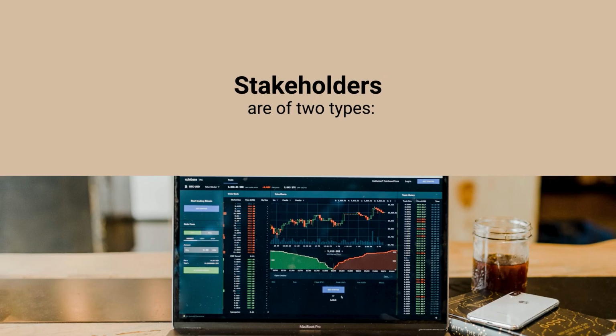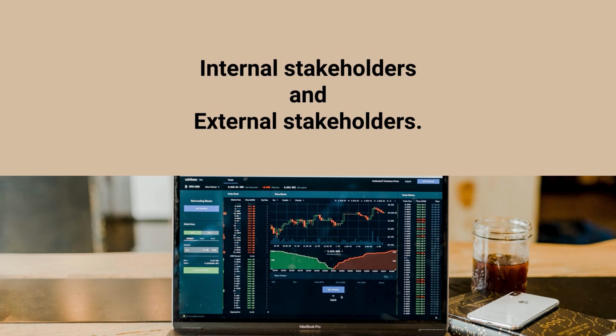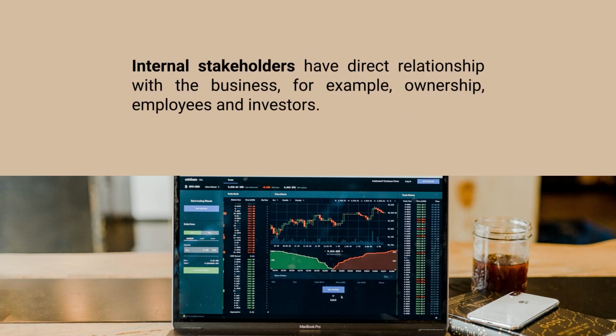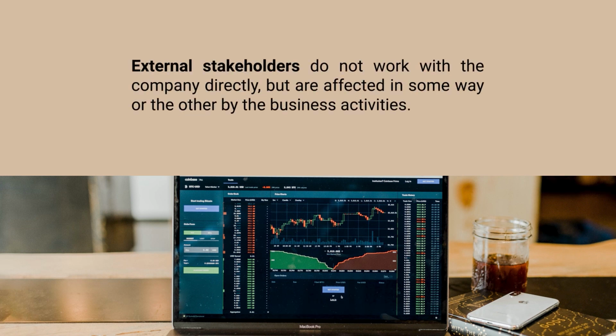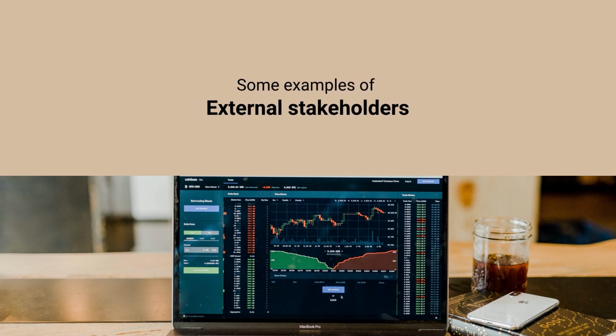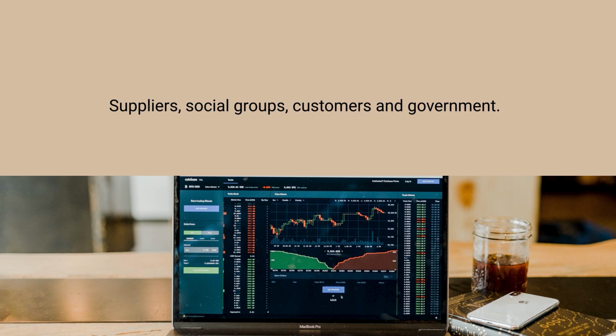There are two types of stakeholders. One is internal and the other one is called external stakeholders. Internal stakeholders have a direct relationship with the business, for example, ownership, employees and investors. Whereas external stakeholders do not work with the companies directly but are affected in some way or the other by the business activities. Some examples, let me quote and give you here: external stakeholders are like suppliers, social groups, customers and the government. So if the government makes some rules about environmental pollution, the business has to take a corrective measure.